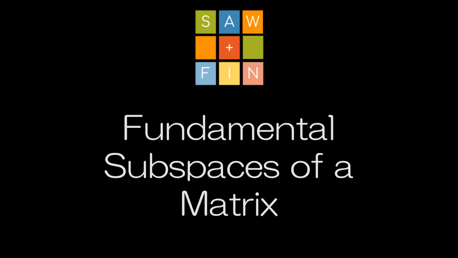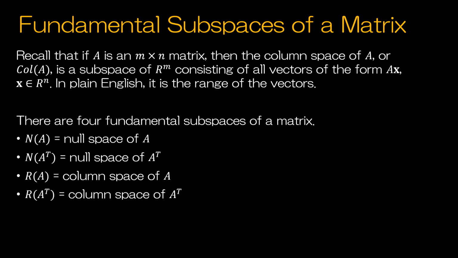The fundamental subspaces of a matrix. Let's take a look now at the 4 fundamental subspaces of a matrix. So recall, we know that if A is an m by n matrix, then the column space of A, which we're going to call R(A), is a subspace of Rm consisting of all of the vectors in the form Ax, where x is some vector in Rn. So in plain English, we're saying it's the range of the vectors.